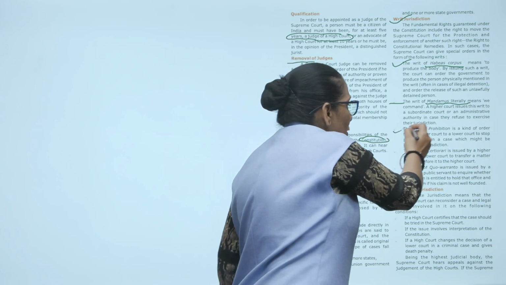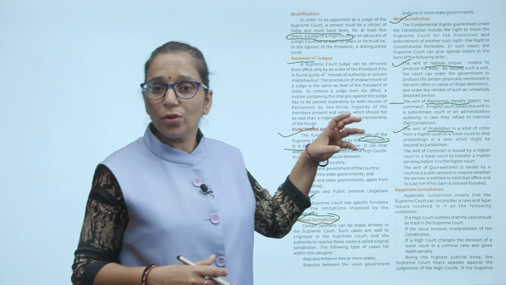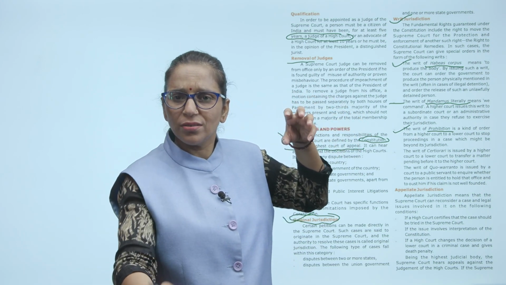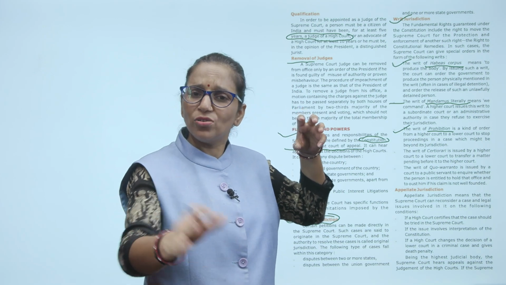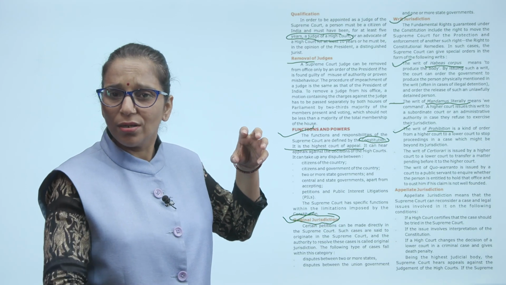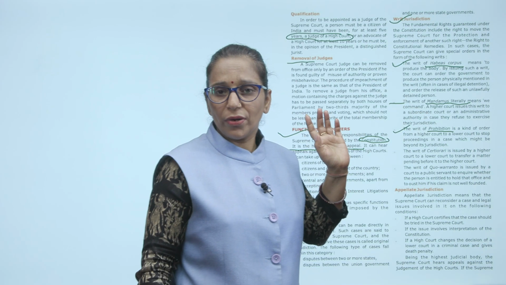Then the third is the writ of prohibition. It is a kind of order from the higher court to the lower court to stop proceeding in any case which might be beyond its jurisdiction. You cannot hear this case. This is not under your jurisdiction. So, to stop hearing the case, that is the prohibition writ.